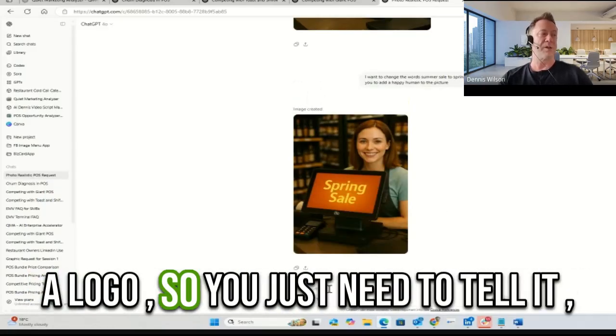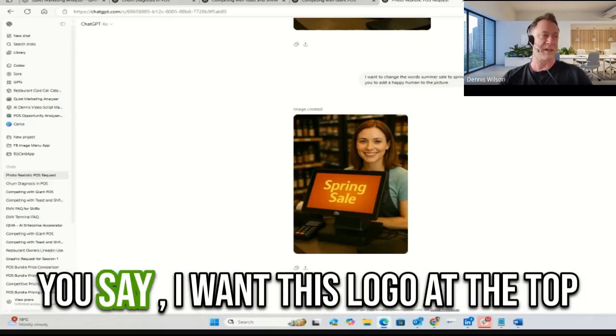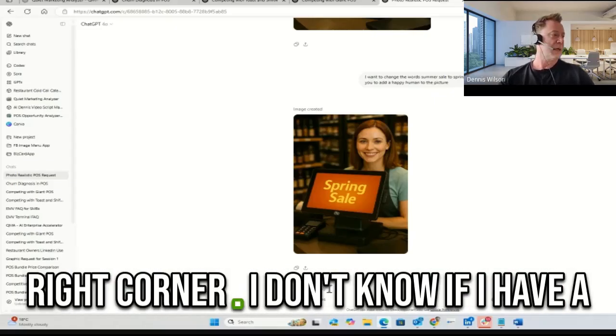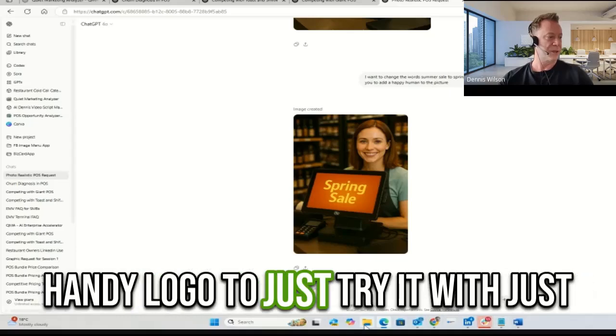So you can overlay a logo. You upload the logo and you say, I want this logo at the top right corner. I don't know if I have a handy logo to just try it with just for fun.